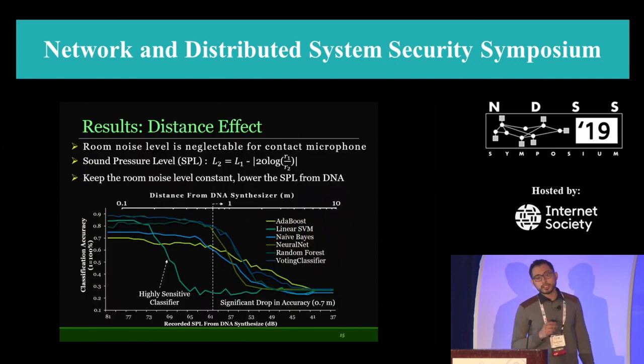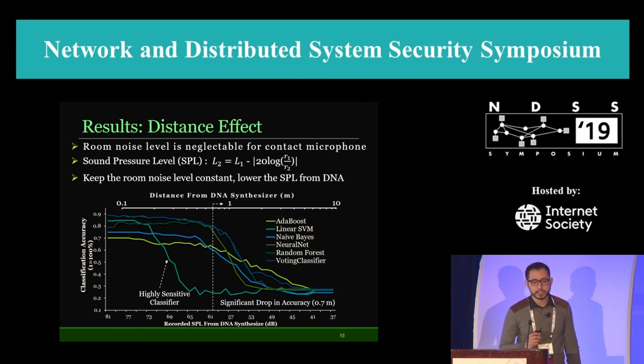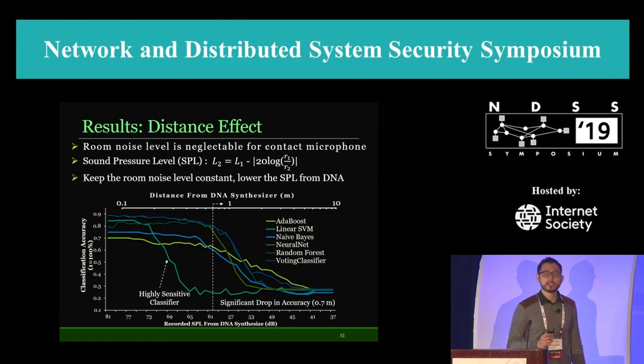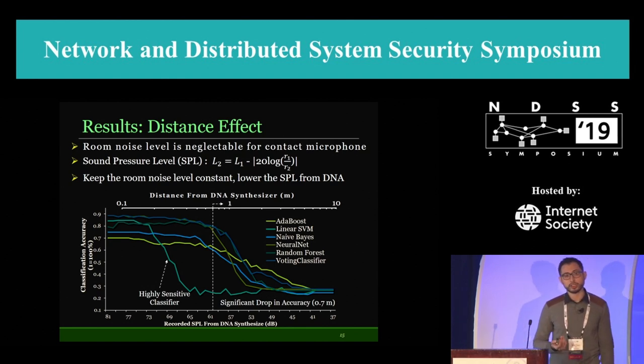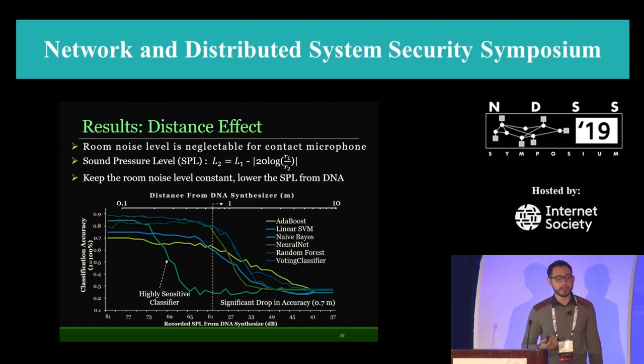Finally, we emulate the effect of the distance of the microphone from the DNA synthesizer. Basically, we kept the room noise level the same while reducing the sound pressure level of the sound that we are receiving from the DNA synthesizer. Our experiments show that our attack methodology is going to be effective as long as the distance is below 0.7 meters.